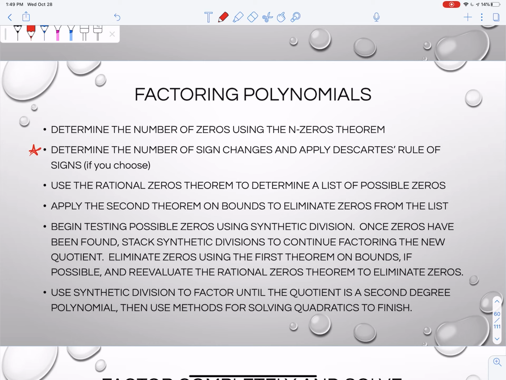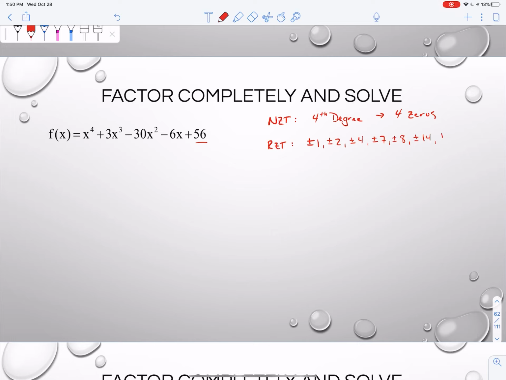I want factors of my constant. So we're going to have plus or minus 1, 2, 4, 7, 8, 14, 28, and 56. Okay, and let me just take a moment and make sure I didn't miss any of our zeros, and I don't believe that I did.